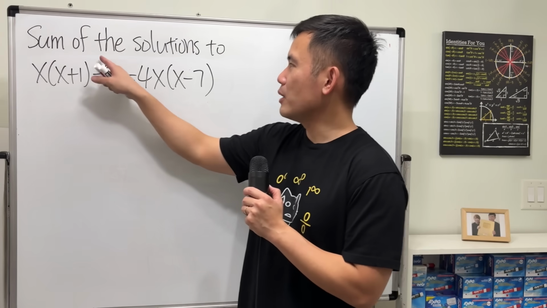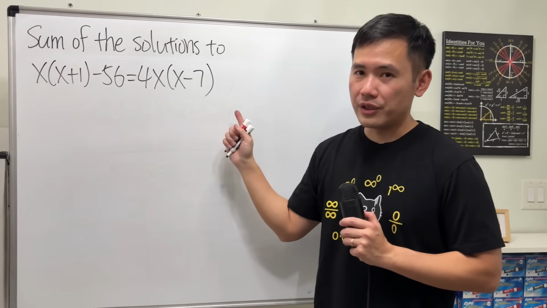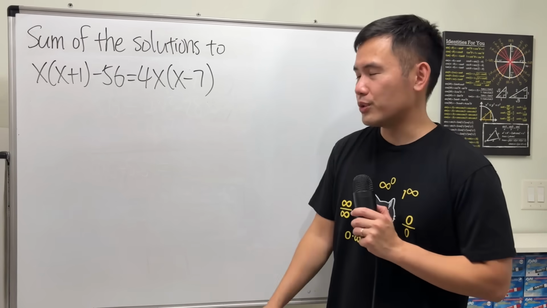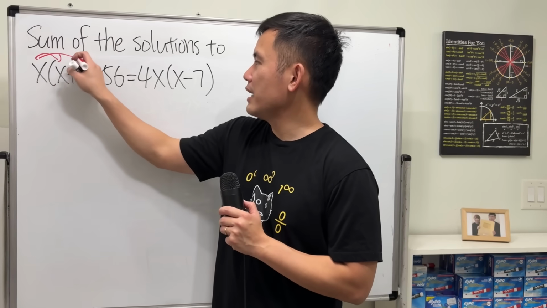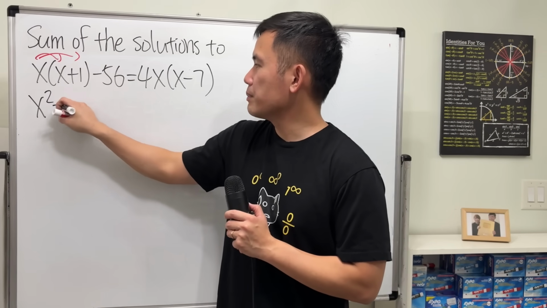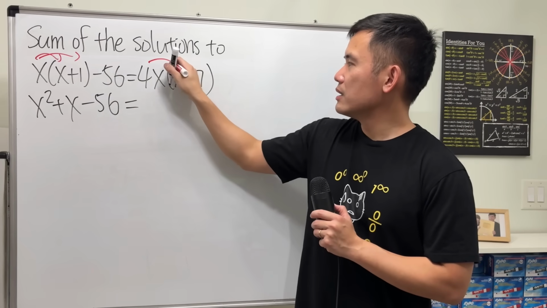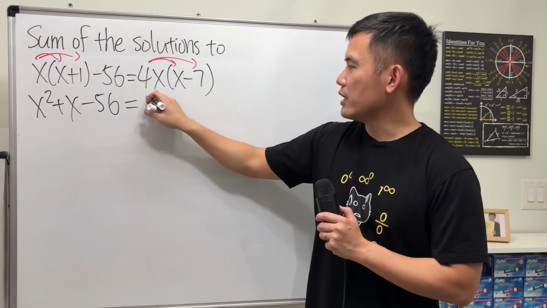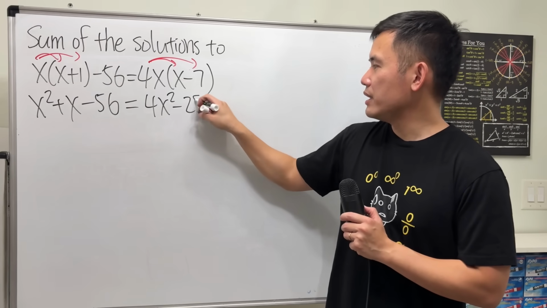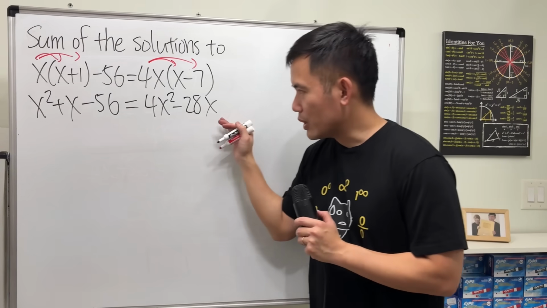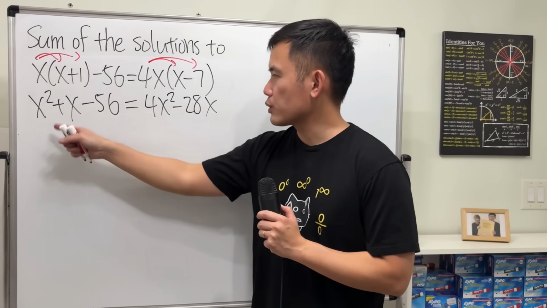We are going to find the sum of the solutions to this equation here. Well, first let's just do the usual business. Multiply in the x, we get x squared plus x. Keep the minus 56. Right here, multiply in the 4x. So we get 4x squared minus 28x. Now we have a quadratic equation because we have the x squared term.